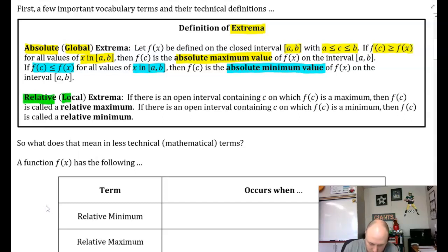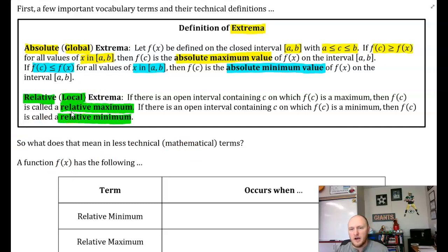Relative extrema, and this is more common, is also known as local extrema. If there is an open interval containing c on which f of c is the maximum, then f of c is the relative maximum. If there's an open interval containing c on which f of c is a minimum, then f of c is a relative minimum. Very, very simple. If it's just smaller than all of the points around it, it's a relative minimum. If it's bigger than all of the points around it, like a hilltop, it's a relative maximum.